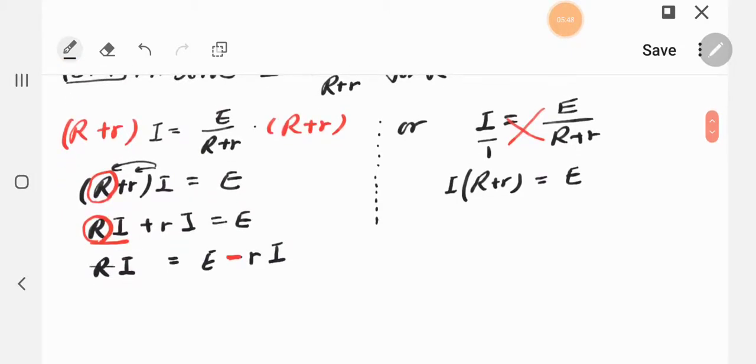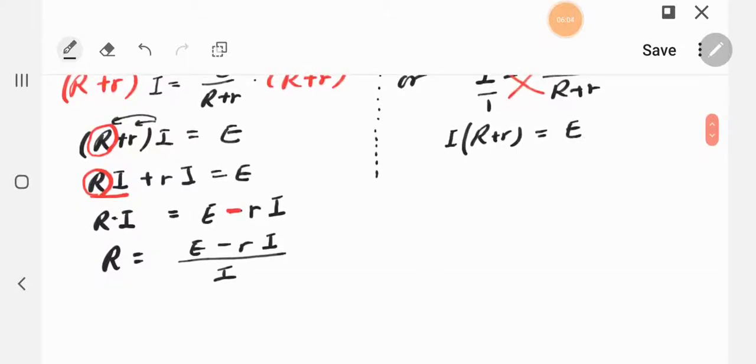Since we are looking for the uppercase R, this is R times I. So why don't we divide each side by I? Divide each side by I. So R is equal to this. Let me write one more time. I will divide each side by I, using a different color.